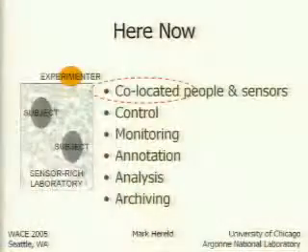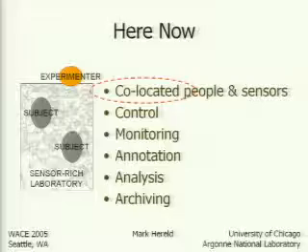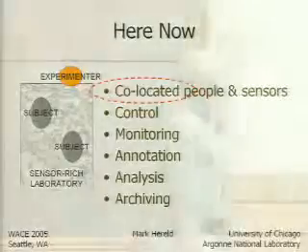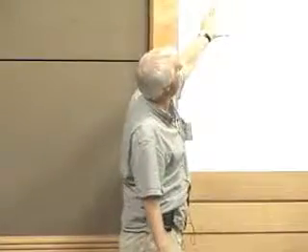So here's one instance of the way one of these rooms could be used. This is an instance of one of those lab spaces. It's got a couple of people in there wired up to the hilt, and a guy sitting off in the background kind of watching. All the sensors and the people are co-located, and this system allows control, monitoring, annotation, analysis to some extent in real time, and in particular archiving. All these streams will get saved off in an appropriate way.